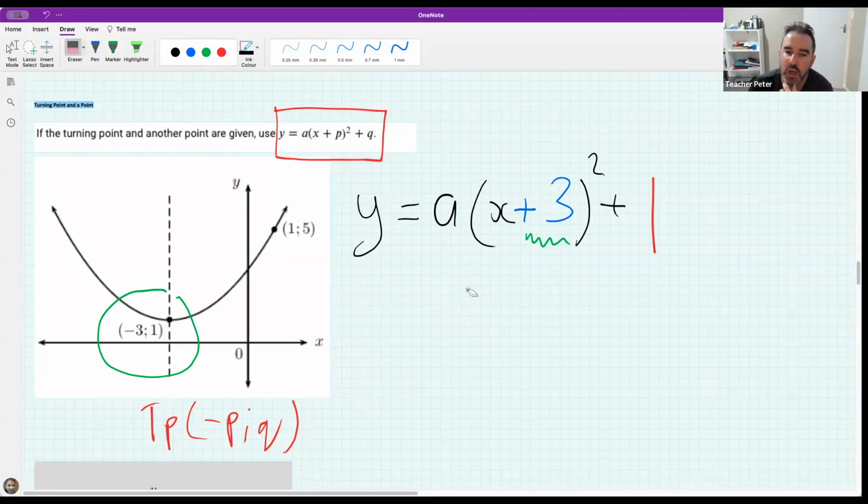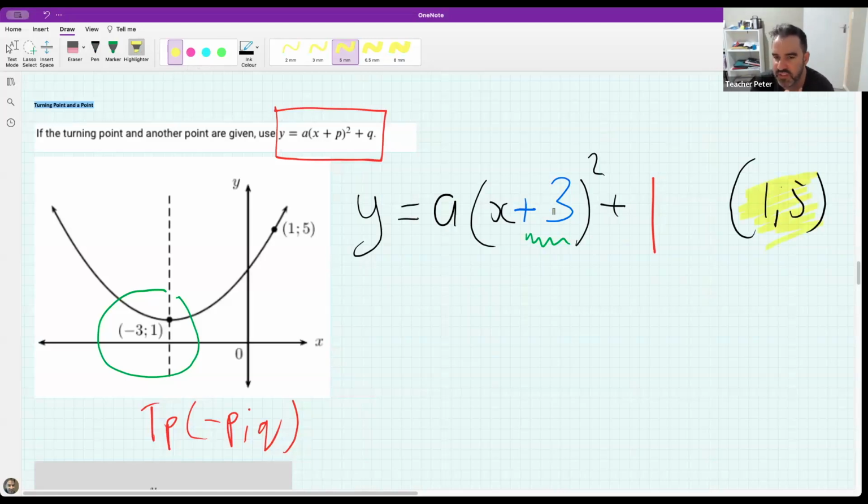Now, the second part is actually very familiar to what we did before. There's an extra point that you've got here, and that point is 1, 5. So I want you to take the point 1, 5, and sub it into this and find me the A value. Sub that point 1, 5 into the form of the parabola we have so far and get me the A value.